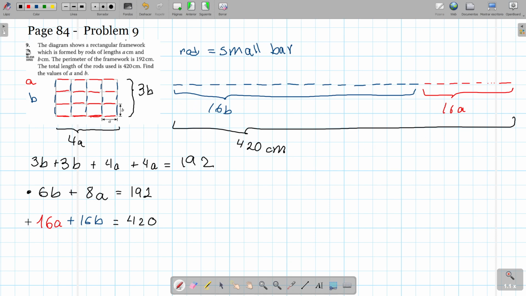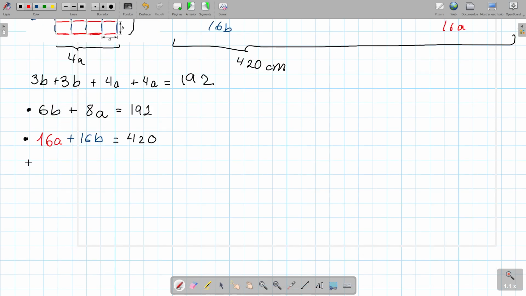As you can see, now we have two equations, and we have to find the values of a and b. So we have 6 times b plus 8 times a equals 192, and 16 times a plus 16 times b equals 420. The elimination method is my favorite, so I'm going to use it. Elimination.